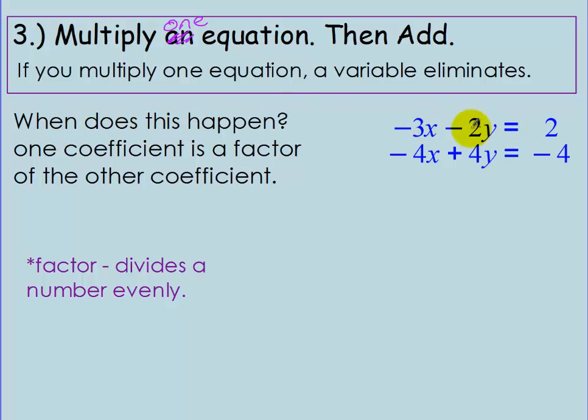So let's do this example. I can't add or subtract these. I notice here if I multiply the top equation by 2, and the way I note this is I say multiplying by 2 like this. And I want to rewrite this equation. So I'm going to make an arrow going like this.